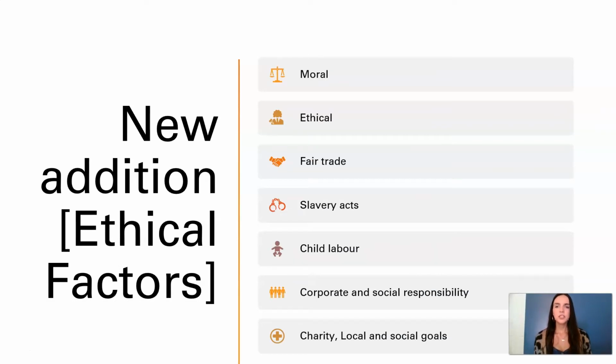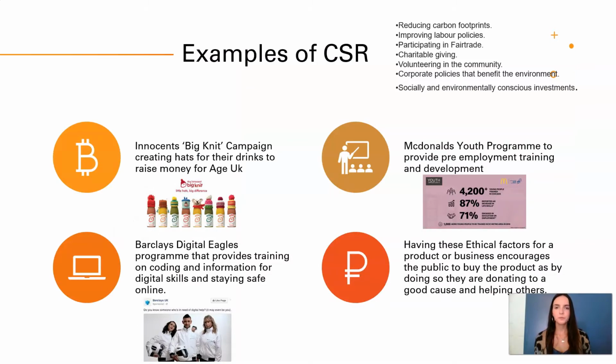Now, there is a new addition to this model about ethical factors. This is looking at moral, ethical, fair trade, slavery acts, child labour, corporate and social responsibility, and charity, local and social goals. This is really important in terms of new product development. A lot of businesses are using corporate and social responsibility to entice people to buy their products.